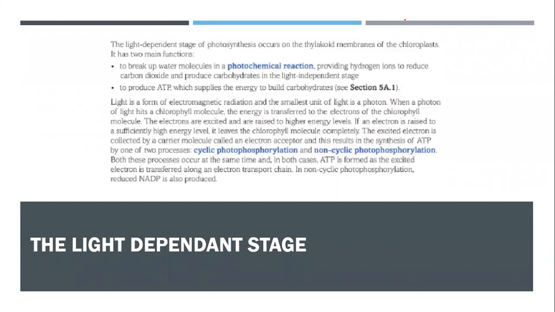So when we talk about the synthesis of ATP, the electron will be passed on to the electron acceptor. And once it is in the electron acceptor, it is going to pass on to two stages: cyclic photophosphorylation and non-cyclic photophosphorylation. Now, both of the processes will take place at the same time. In cyclic photophosphorylation, what is going to happen?